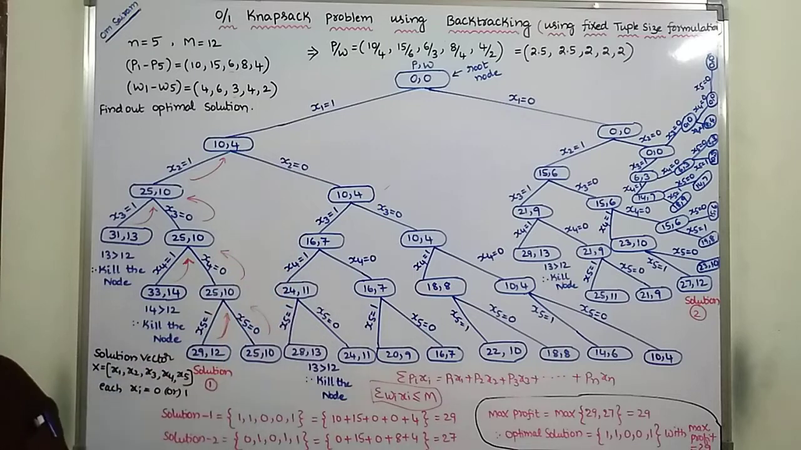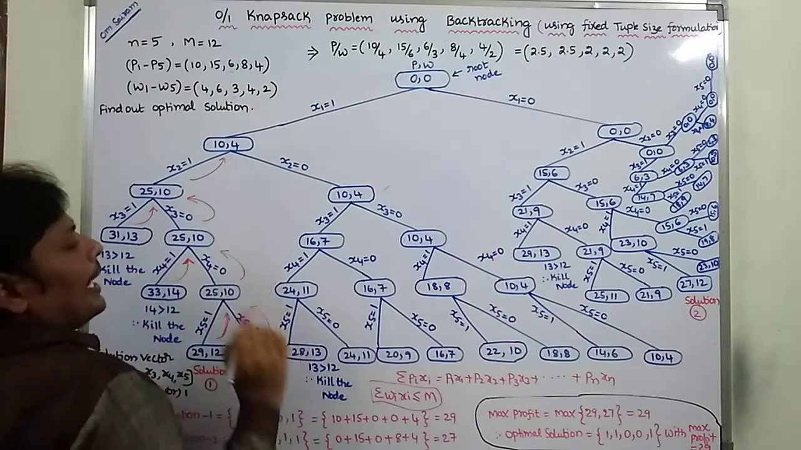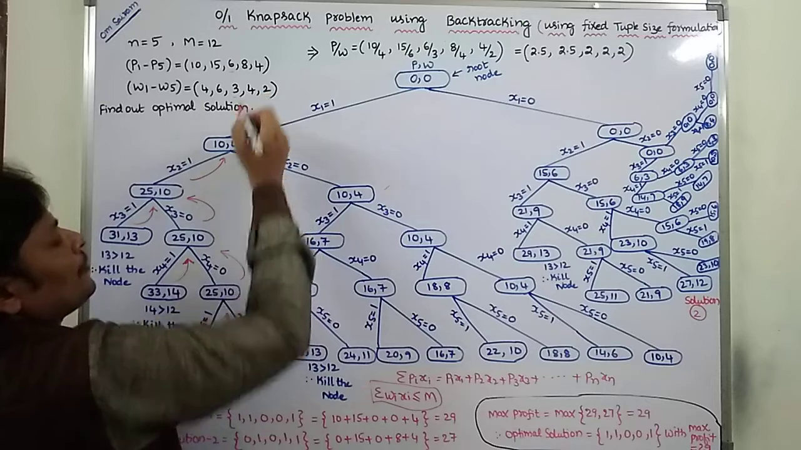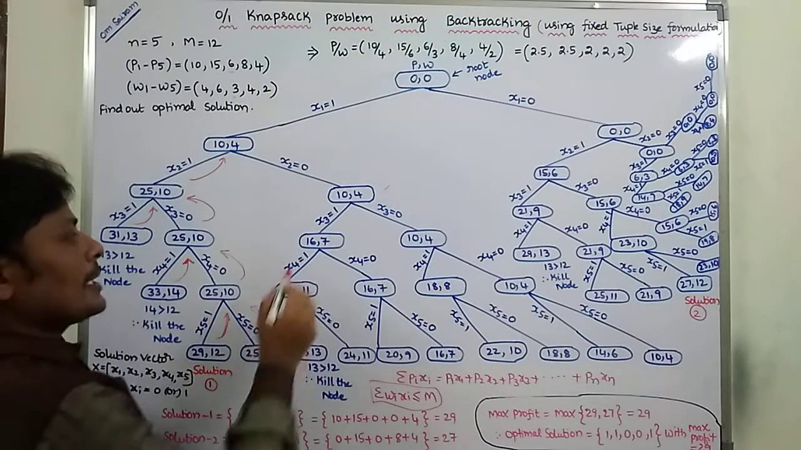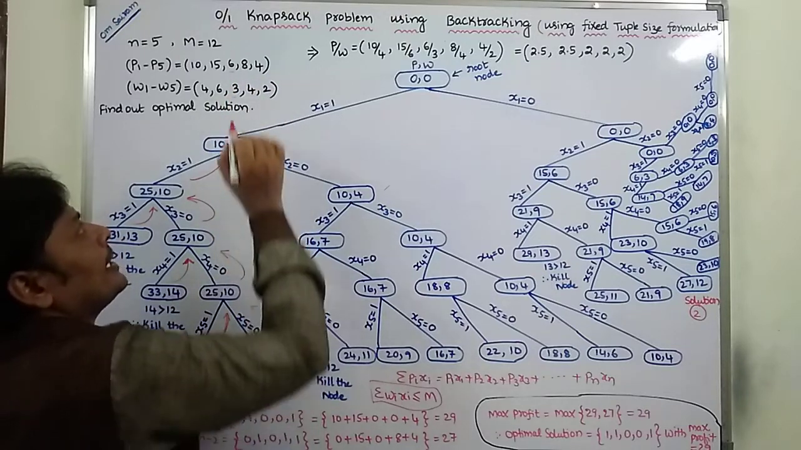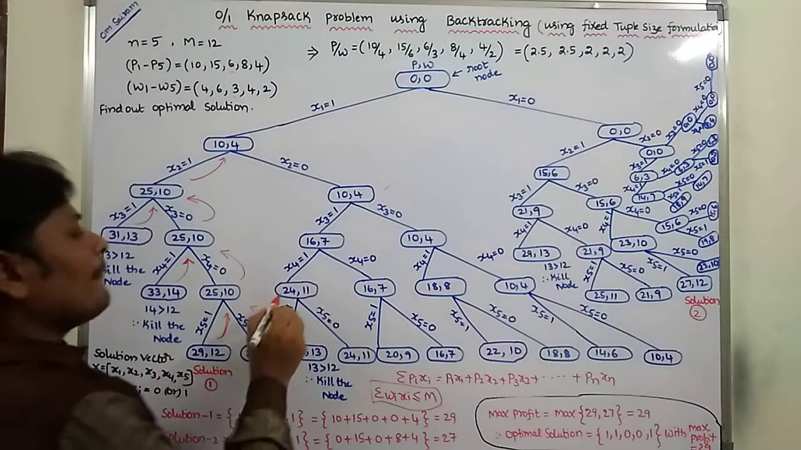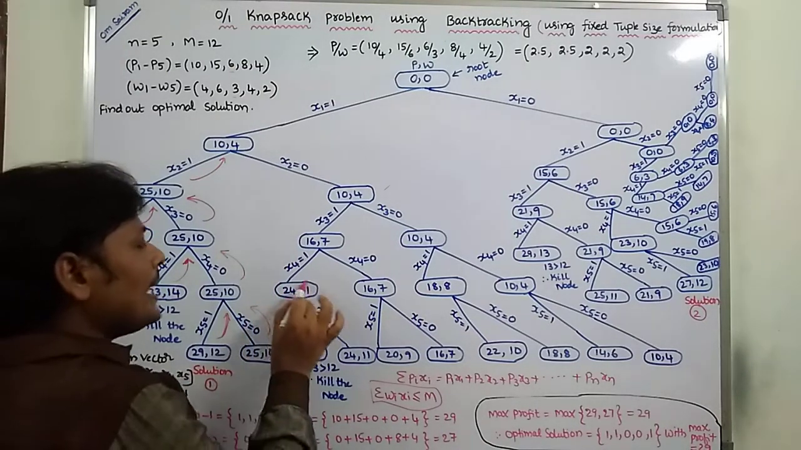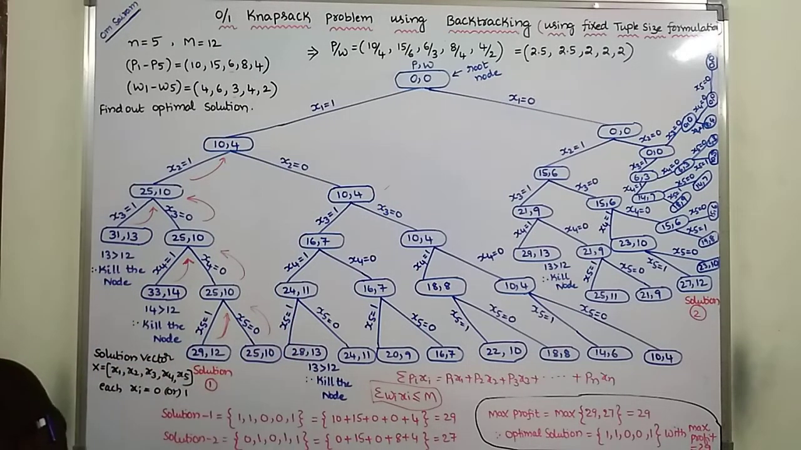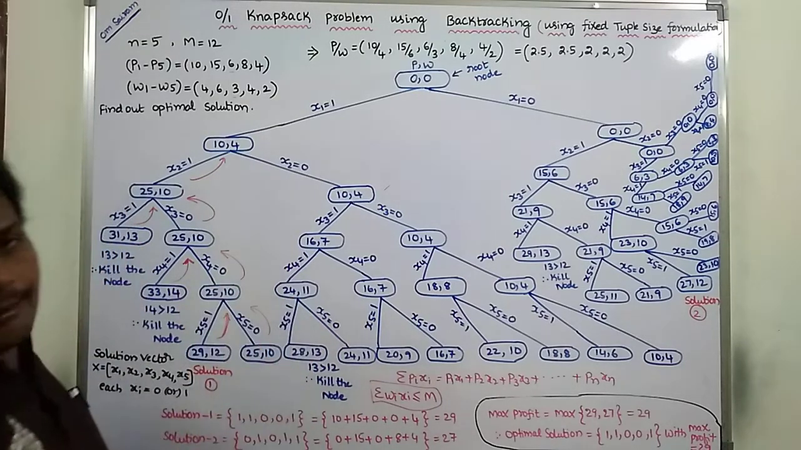x suffix 4 is equal to 1. The fourth object profit is 8, so 16 plus 8 is 24, and the weight is 4, so 7 plus 4 is 11. So 24 comma 11. The sum of the weights of the objects is 11, and 11 is less than or equal to the capacity of the knapsack, so this node can be extended.